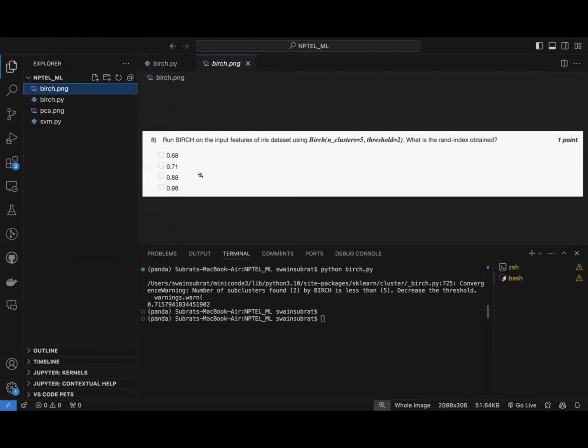Okay, so is option B the correct answer? Because we are getting the Rand index to be 0.71 and here it is 0.7. Okay. You were saying something about the number of clusters? I tried to plot it.